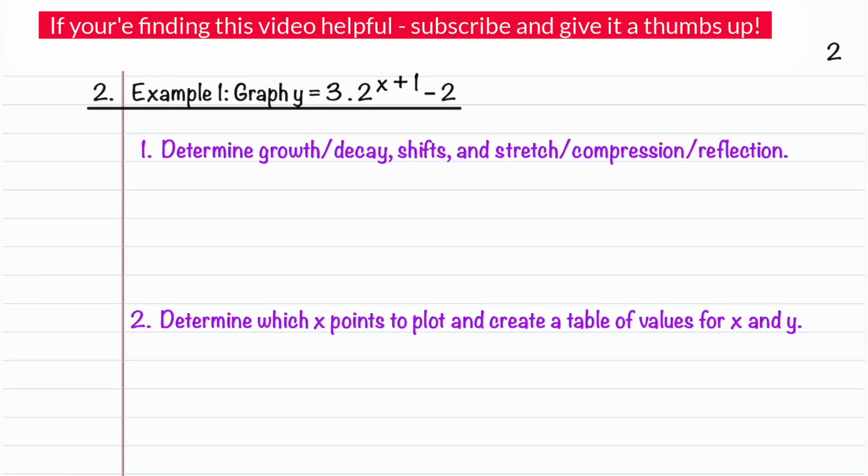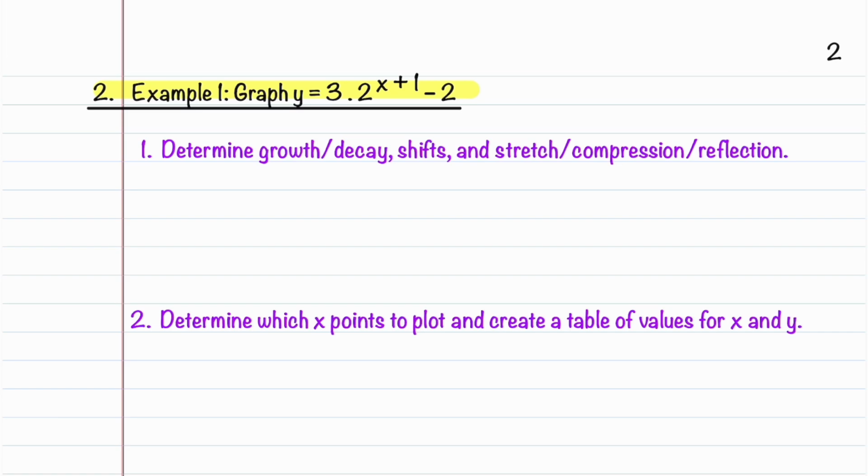In our first example, we are going to be graphing the function y is equal to 3 times 2 raised to the x plus 1 power minus 2. I think it's always helpful if we start by writing down the general form of our exponential equation. We talked about that general form on the previous page, and it looks like this. It's y is equal to a times base b to the x minus h plus k.